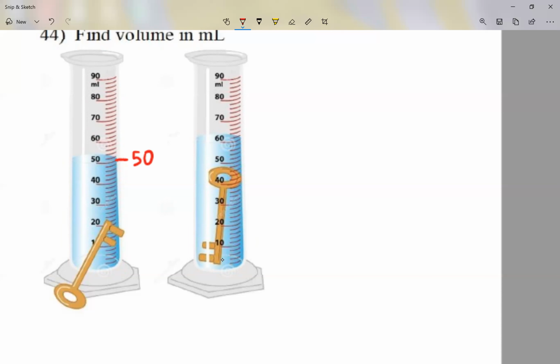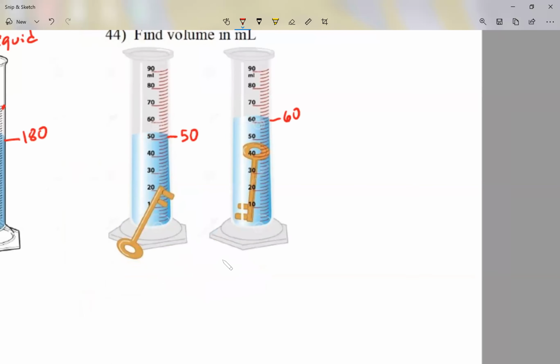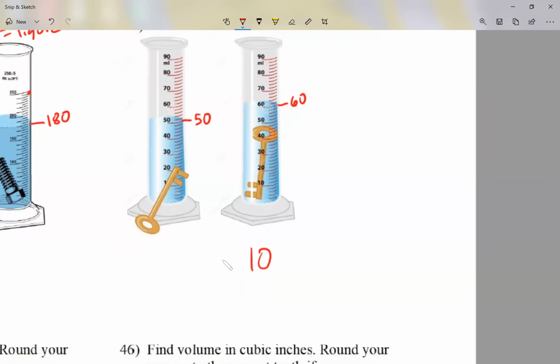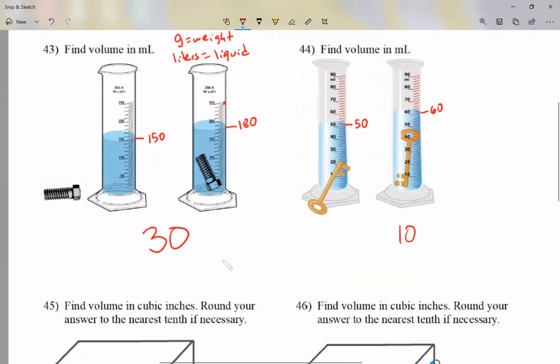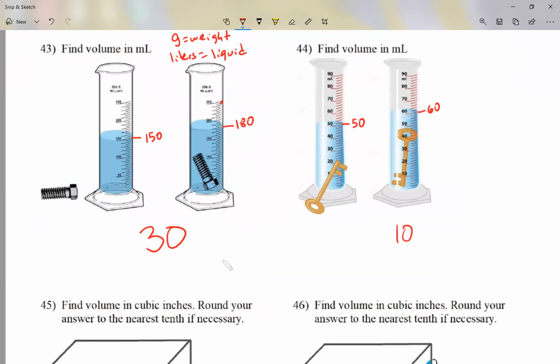So with just the water, it is 50 milliliters. With the key, it's at 60. I'm going to subtract those, the difference between 50 and 60. So the key in this case is 10 milliliters. I'm just going to write the number 10. That's it. So you guys can use these containers to find the volume of anything, right? Weird shapes.